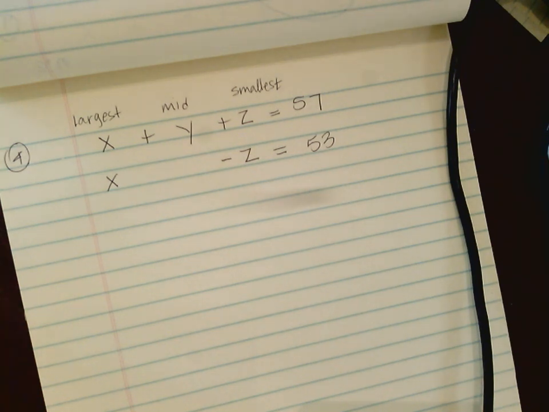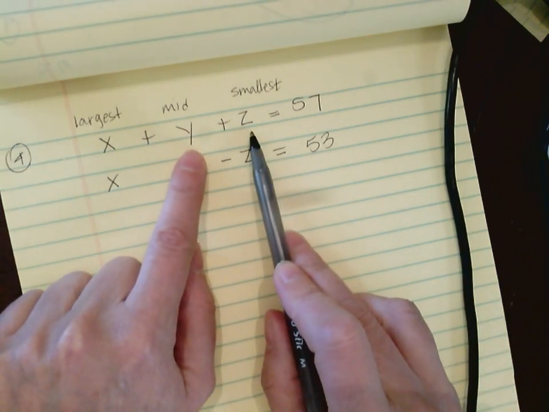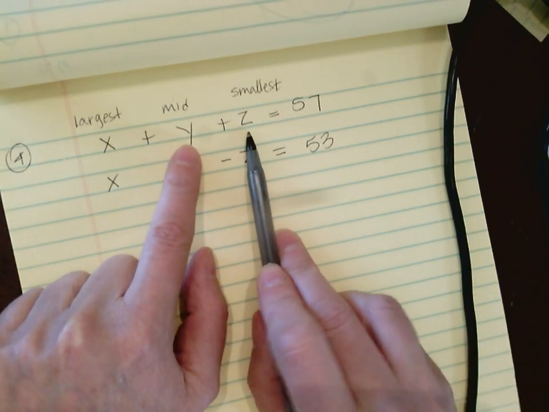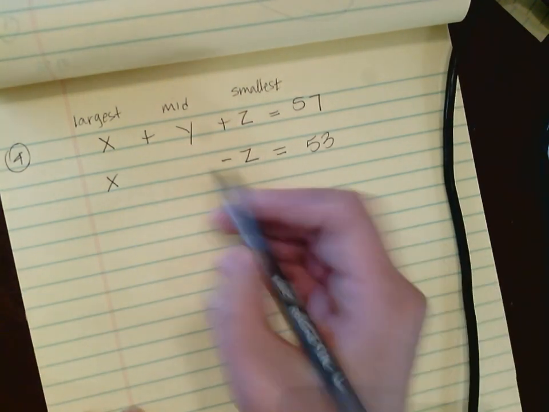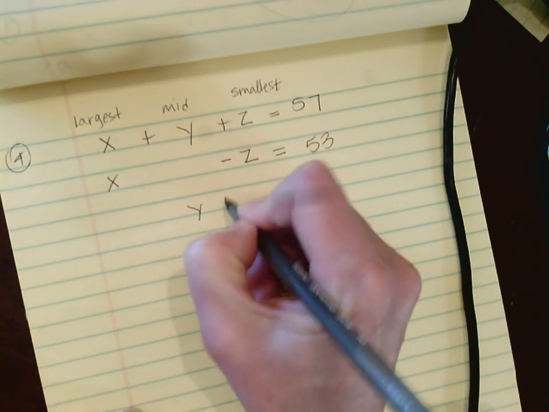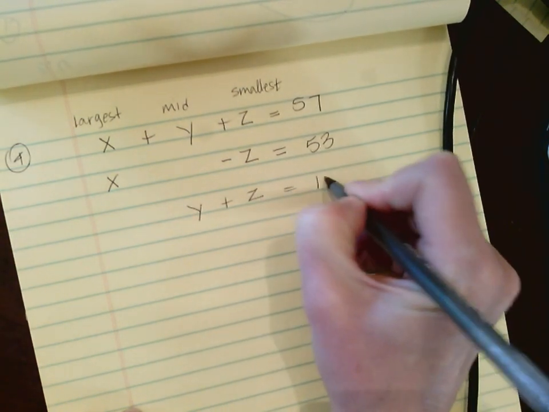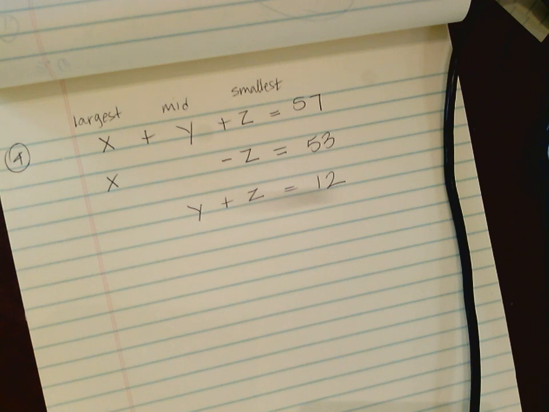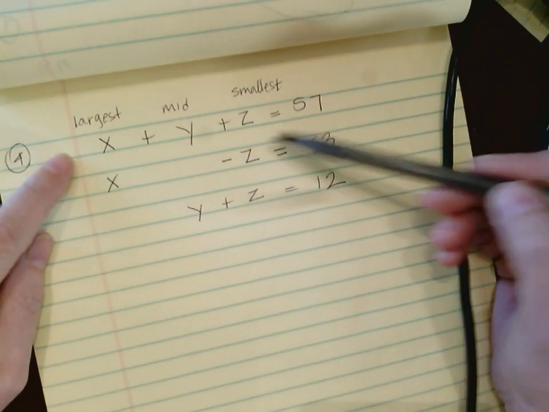Then it tells me one more thing. The sum of the 2 smaller numbers, which would be y and z, the sum of these is 12. So now I know that y plus z equals 12. So now I have set up a systems of equations that I can solve to figure out what x, y, and z are.